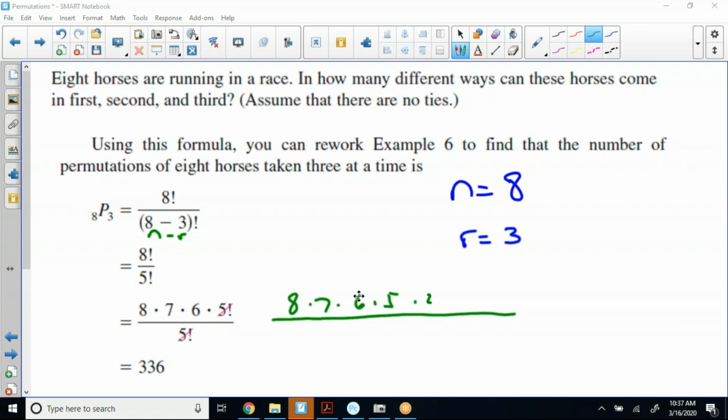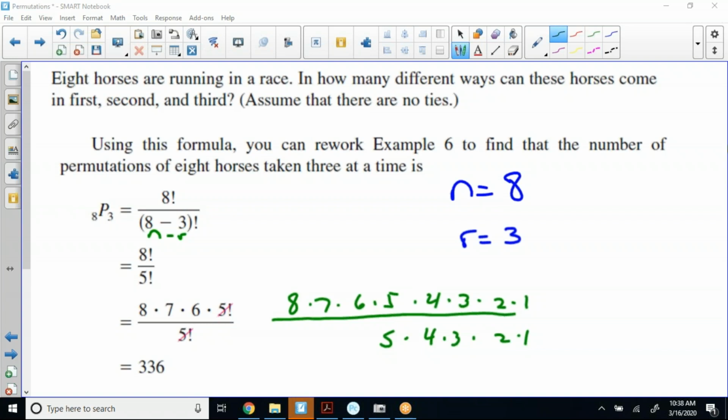6 times 5 times 4 times 3 times 2 times 1. And then, of course, on the bottom is 5 times 4 times 3 times 2 times 1. If we look at how many different ways we could have finishes for all 8 horses, that would be the top, right? Just the numerator, 8 factorial.